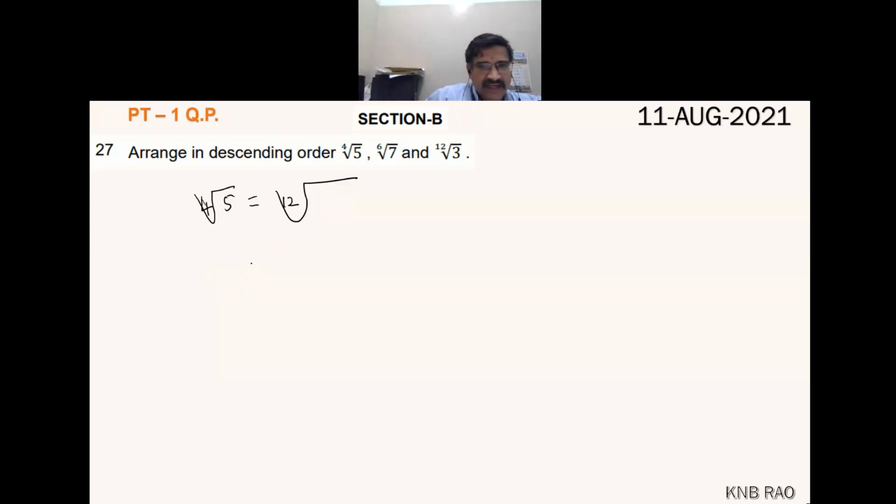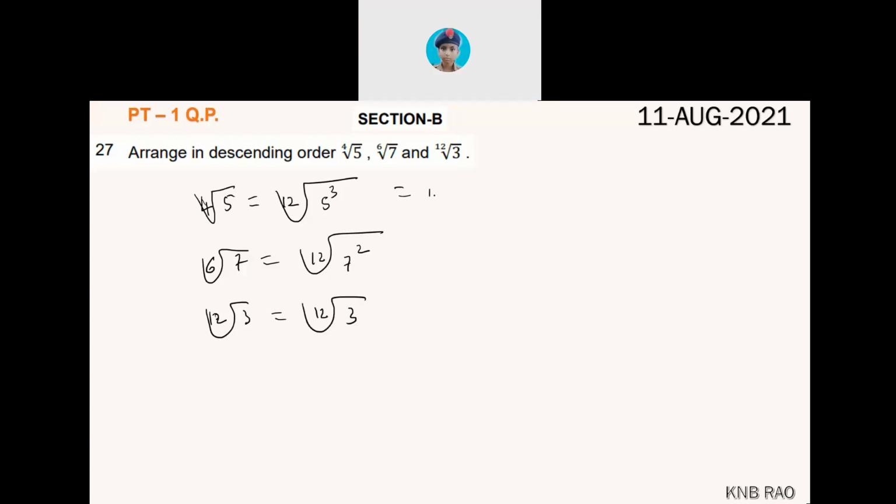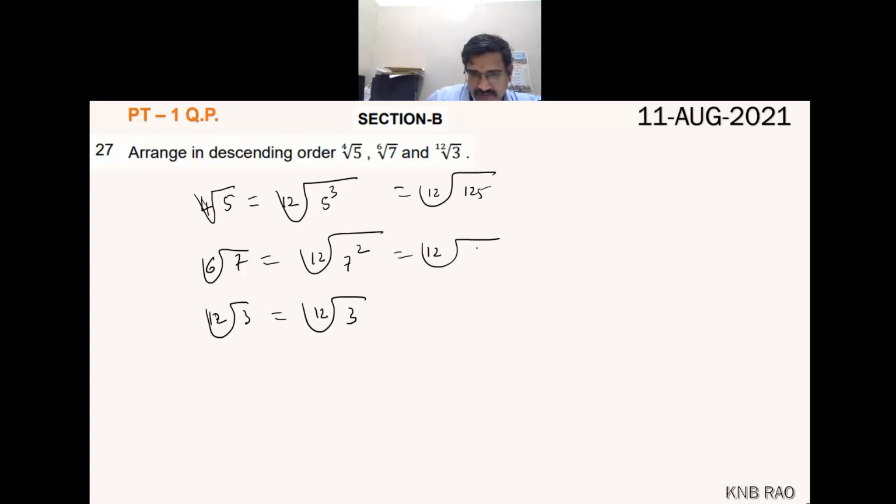I'll start my annotation. 6th root 7 is 12th root of 7 squared. Very good. So it is 12th root of 5 cube, 12th root of 7 squared, and 12th root of 3 remains as it is. We should find the values: 125, 49, and 3, all under the 12th root.